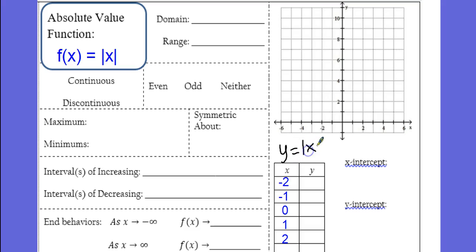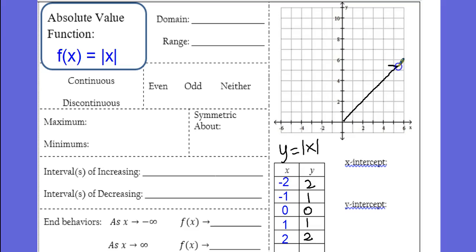So absolute value of -2, people. Plug it in your table of values. 2. Absolute value of -1. Absolute value of 0. Absolute value of 1. Absolute value of 2. There we go. Okay. Some of you are faster at math than others. Okay, so we're going to graph that.